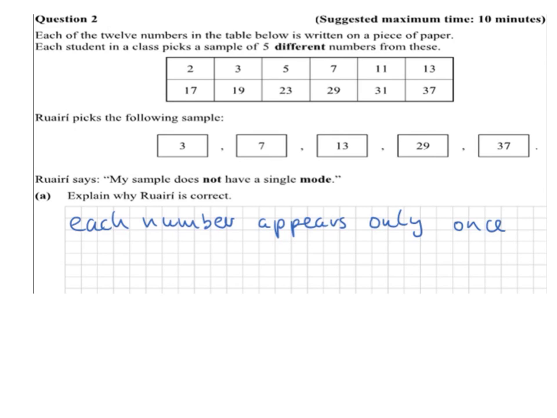So Rory is correct because each number appears only once. So in Rory's list, each of these numbers appears only once. There's only 1 3, 1 7, 1 13, 1 29, and 1 37. If he had had, for example, 7 and another 7, then 7 would be the mode, because the mode is the number that occurs the most often, or that is the most common. So since each number occurs only once, there is no mode.